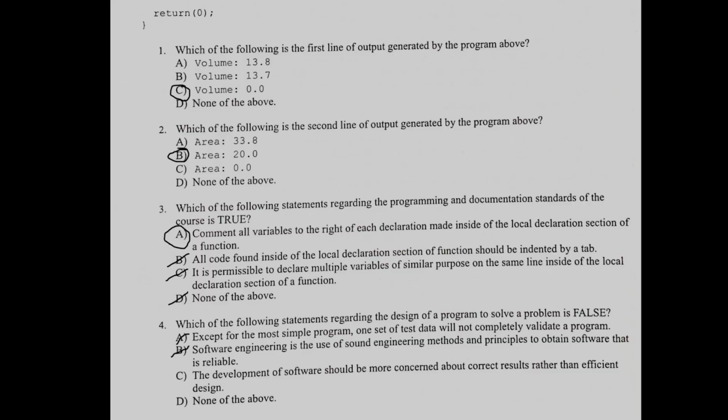C, the development of software should be more concerned about correct results rather than efficient design. That is false. The development of software is both about correct results and efficient designs, because even if you have the right results but they take 10 years to get them, well, that's not very effective, is it? So C is the answer for question 4.